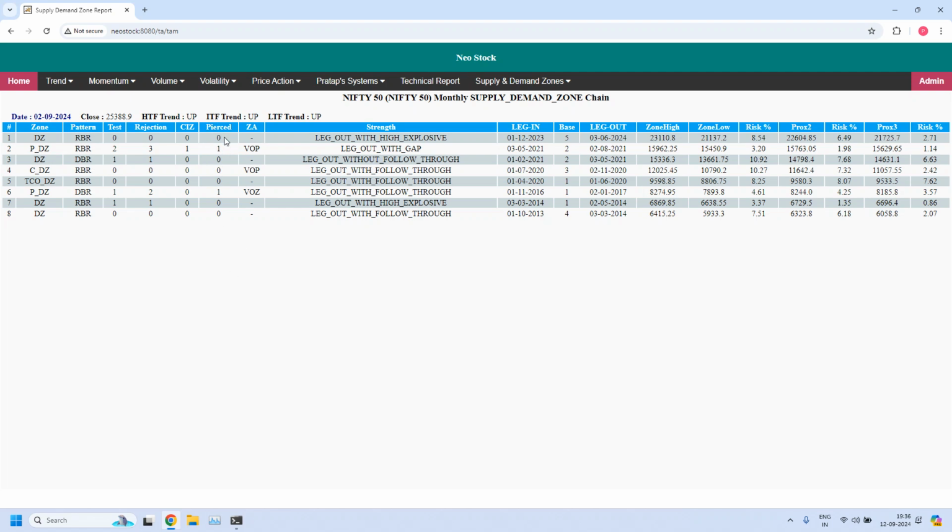If pierced count is more than 0, it means the zone is pierced. Otherwise 0 means the zone is not pierced. Also look into the LTF time frame trend, whichever time frame you select. For example, monthly we selected. So LTF trend is nothing but monthly trend. One time frame higher, that is a quarterly trend. One more time frame higher, that is a yearly trend. This is the way you can understand the remaining reports. So for each report you need to pause and study. After that you can proceed.